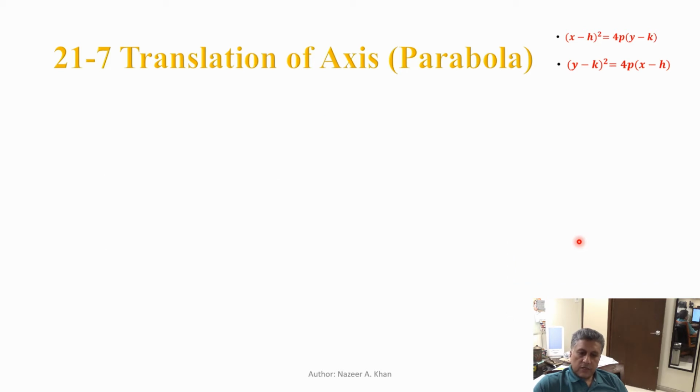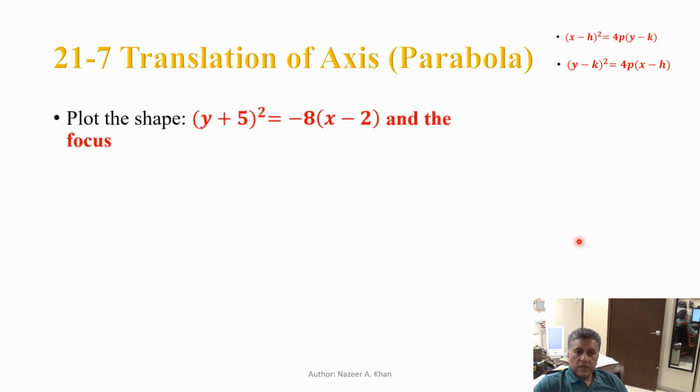So let's see what else we have here. We are going into another problem. Again, it's asking for the shape and the focus. It's given. Now we have a minus sign in front of that, so we know wherever the line of symmetry is going, it's going to be opening minus to that particular axis.